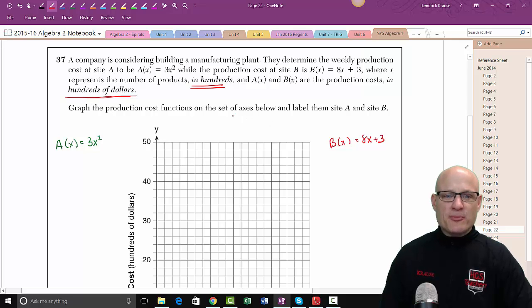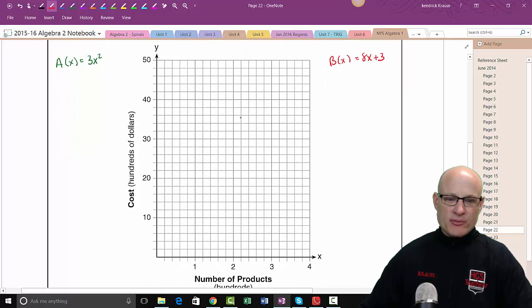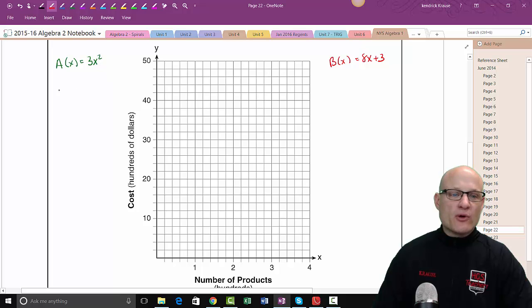All right, graph the production cost functions on the set of axes below. So my domain, it looks like, is going to be 0, 1, 2, 3, 4. So I probably would, let me use green. I probably would want to type these into my calculator and figure out what they are.